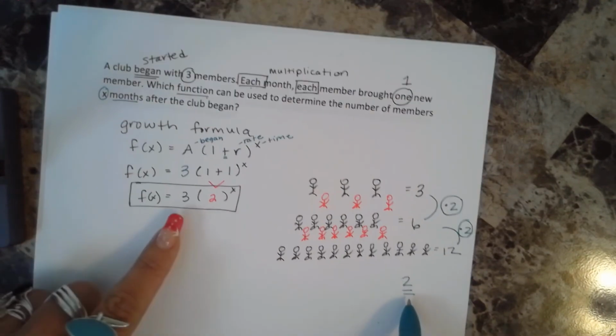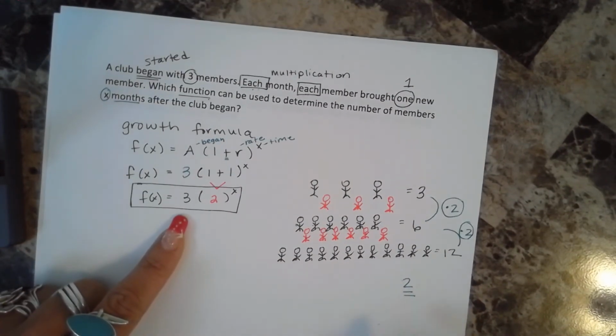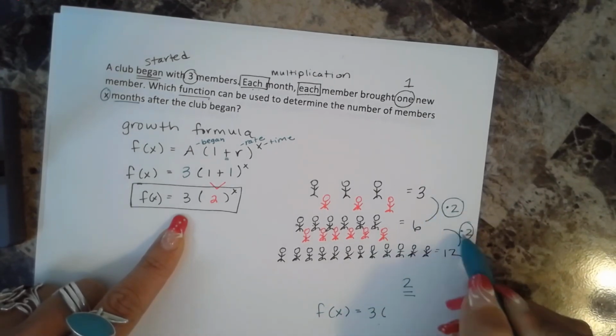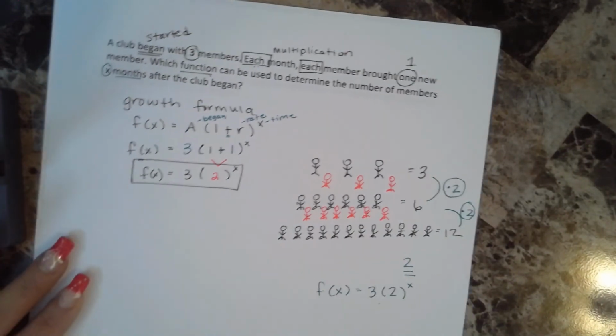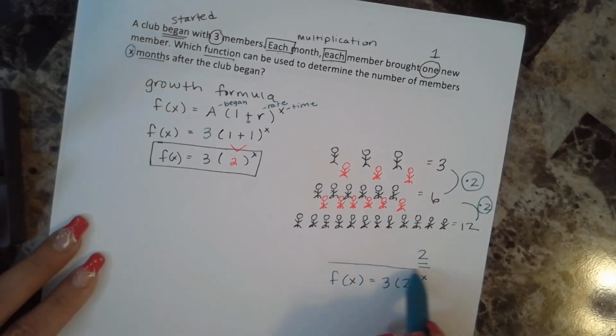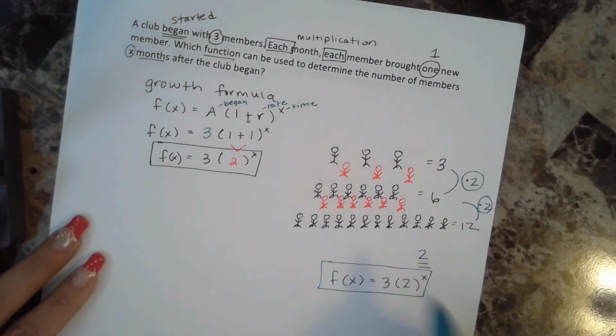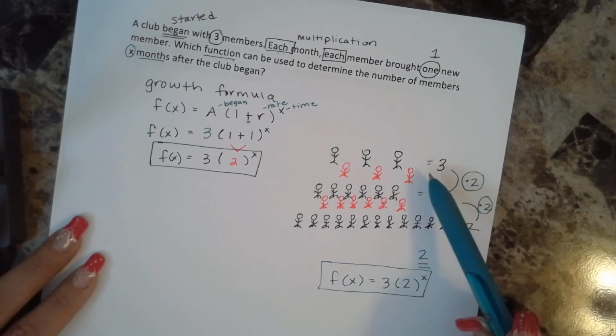It matches our formula here. F of x equals, you begin with 3. You found that the rate is times 2 to the unknown month. And that's another way of looking at this problem pictorially.